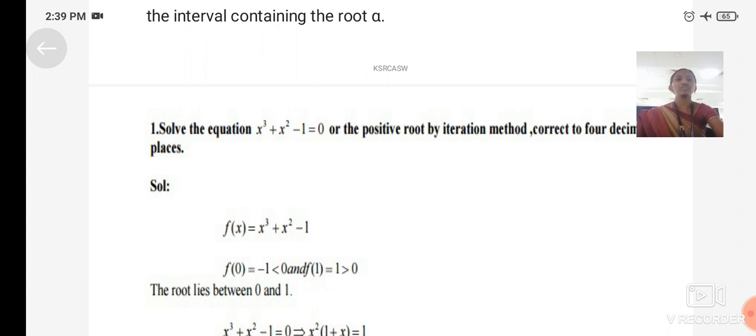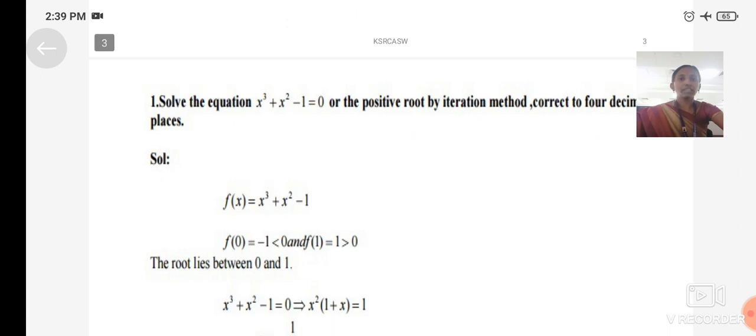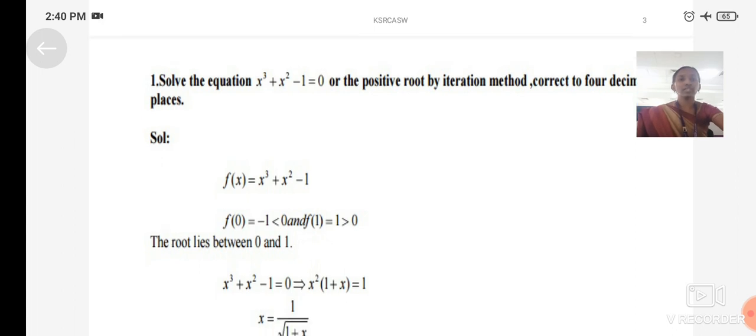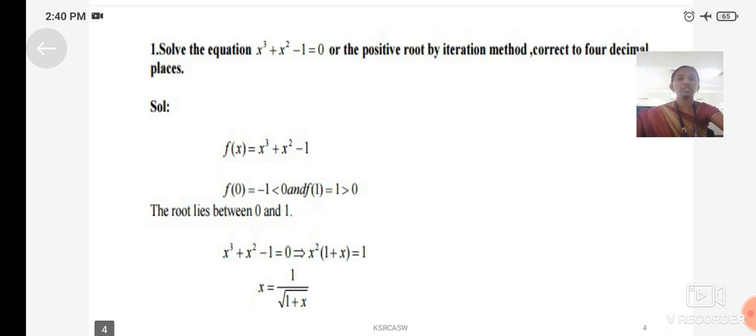Solve the equation x cube plus x square minus 1 equal to 0 for the positive root by iteration method, correct to 4 decimal places. The given equation is x cube plus x square minus 1 equal to 0. We take f of x equal to x cube plus x square minus 1. Applying x equal to 0 in the given equation, we get f of 0 equal to minus 1, which is less than 0. Putting x equal to 1, we get f of 1 equal to plus 1, which is greater than 0. When we apply the interval 0 and 1, we get a negative and a positive value. The root lies between 0 and 1.